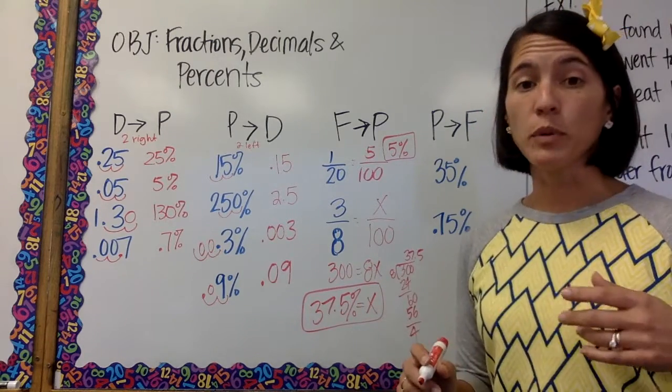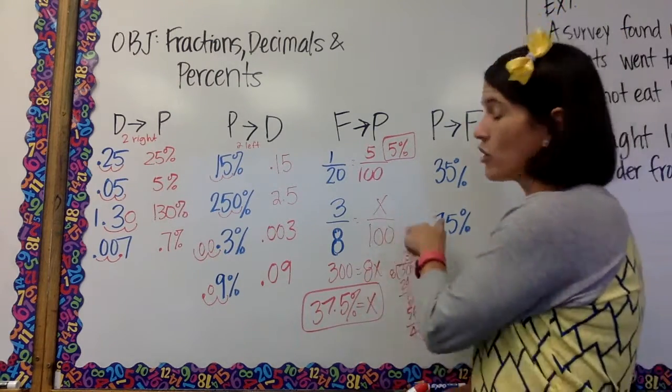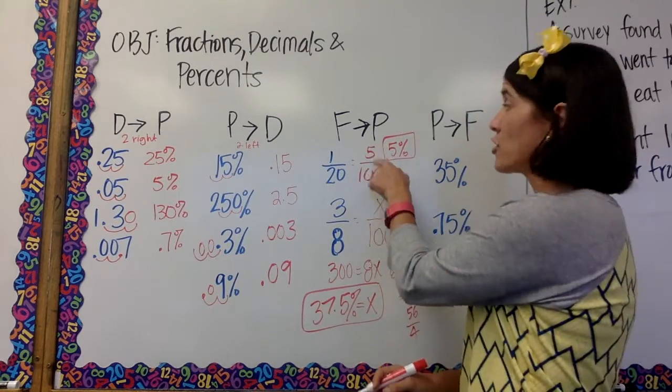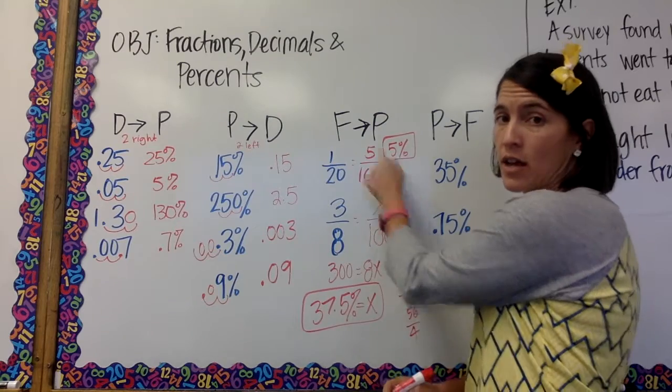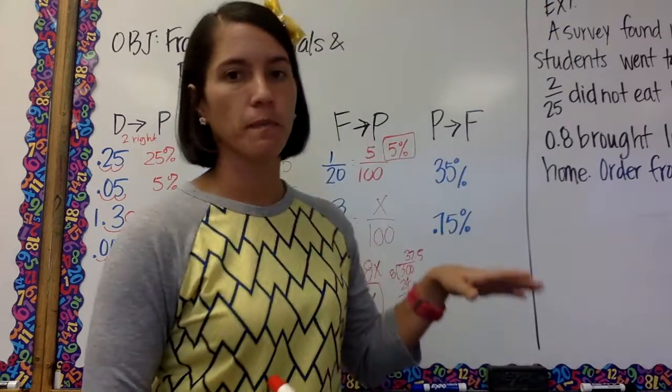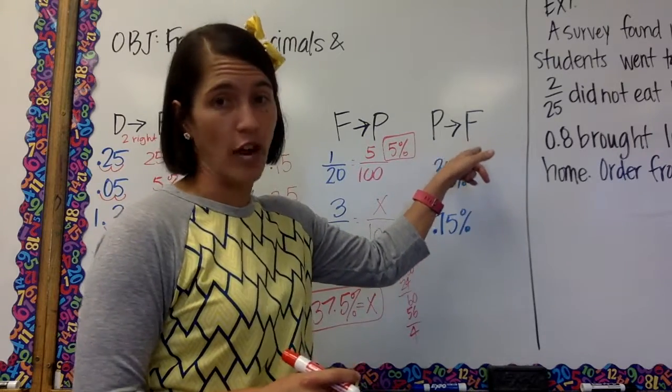All right, so I set up a proportion, x over 100 to find my percent. You can set up a proportion every single time. You could have set up a proportion here, but if you can make equivalent fractions, in my opinion, that's the easiest. All right, percents to fractions.